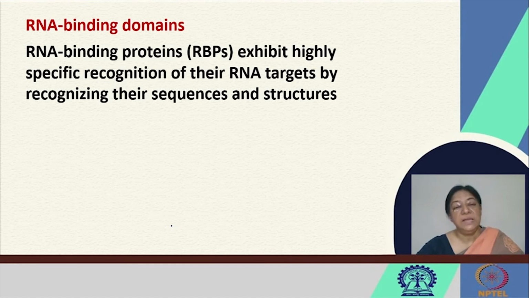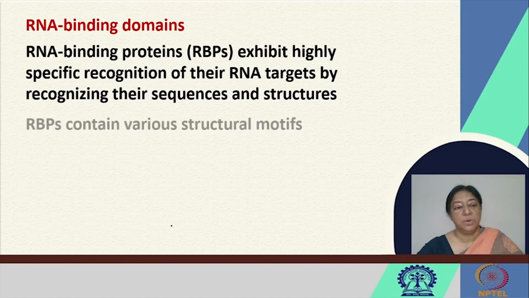They exhibit highly specific recognition of the RNA targets by recognizing the sequence and structures. So we looked at the RNA structure. When we considered the RNA structure, we looked at a pentose sugar, the D-ribose sugar, to which we had the phosphate and we had the nitrogenous bases attached. So the recognition of a specific sequence by the RNA binding proteins is important for any activity to occur in the specific activities, biochemical processes that are important.